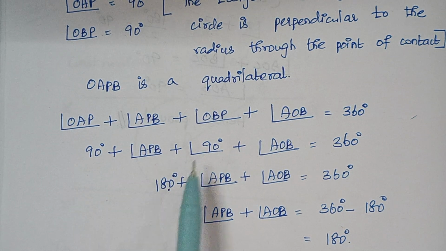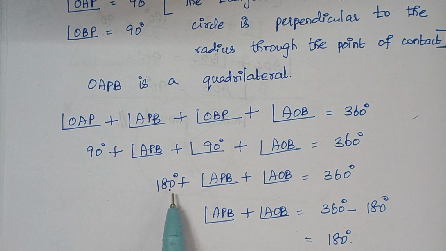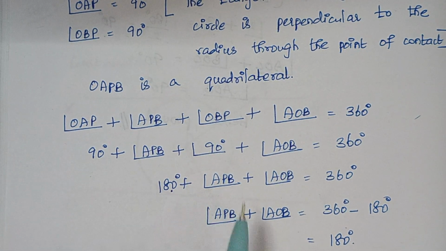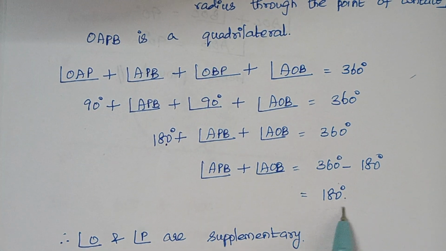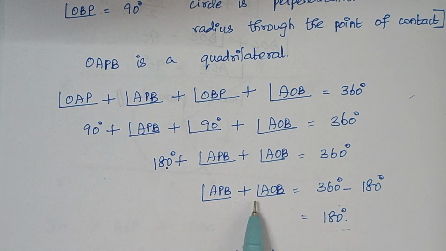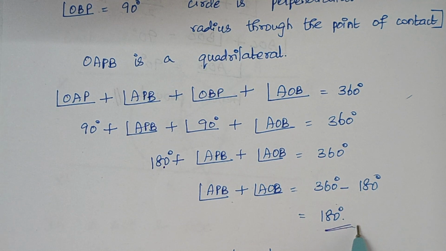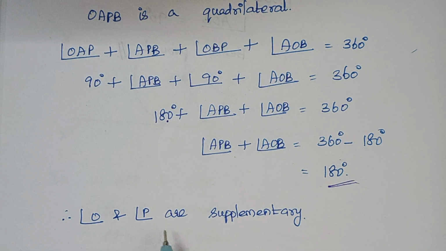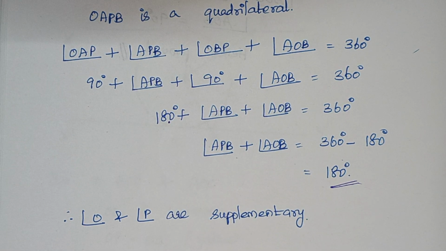So 90 plus 90 gives you 180 here. Keep these two terms as such and move this 180 to the right hand side. So 360 minus 180 gives you 180. So angle APB plus angle AOB is equal to 180 degree, which is nothing but supplementary. Therefore, angle O and angle P are supplementary. This is what we needed to prove.